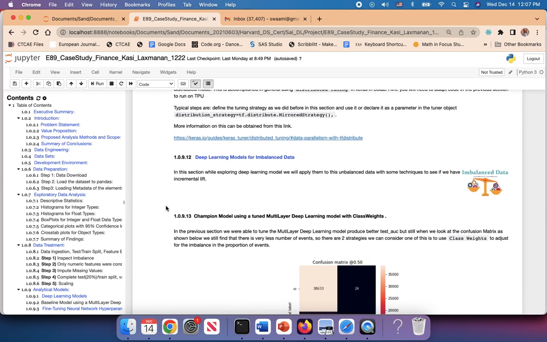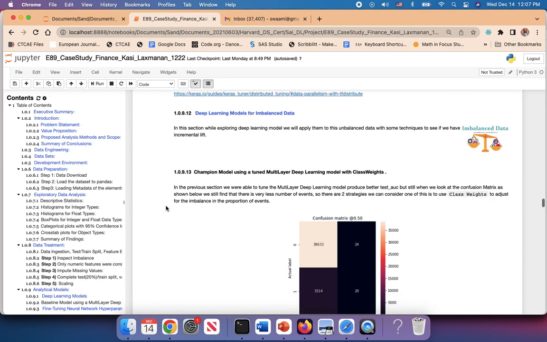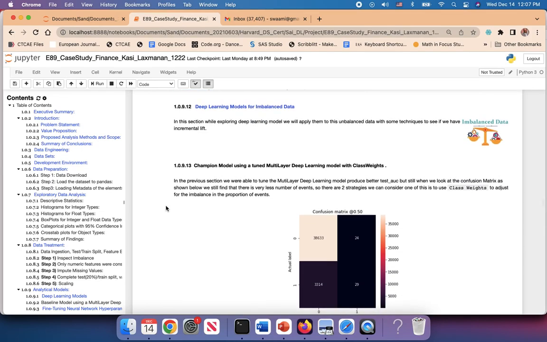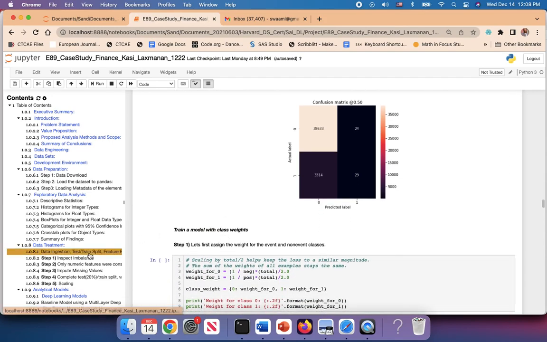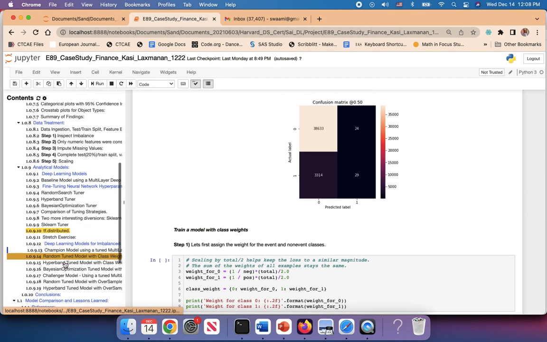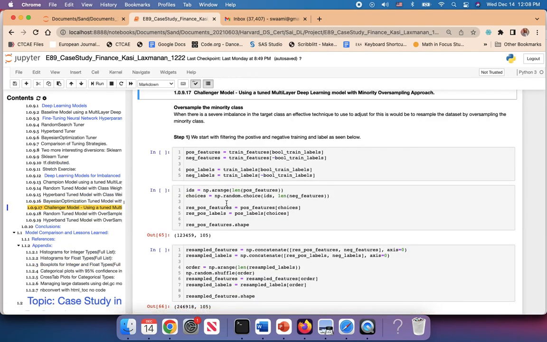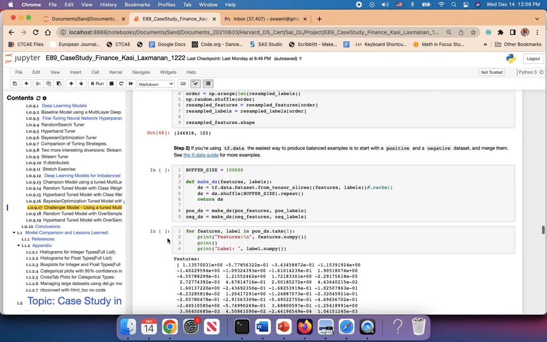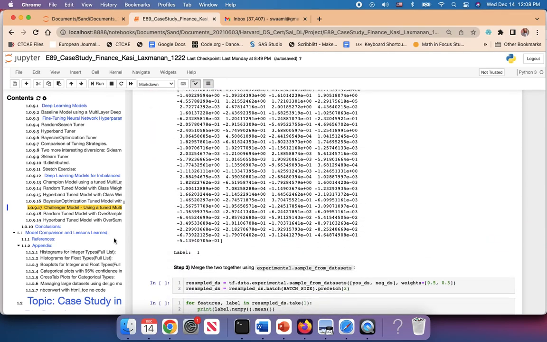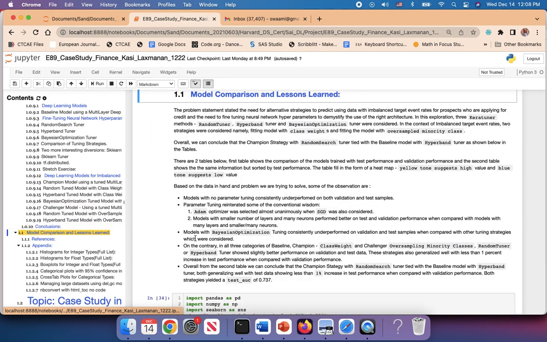Now let's move on to two other strategies that we can try to further optimize this model. One is refitting the model with class weights. We've done that for the three tuning models, and then we will also fit a challenger model with a minority oversampling approach. Once we've done that, we can finally do some model comparisons.